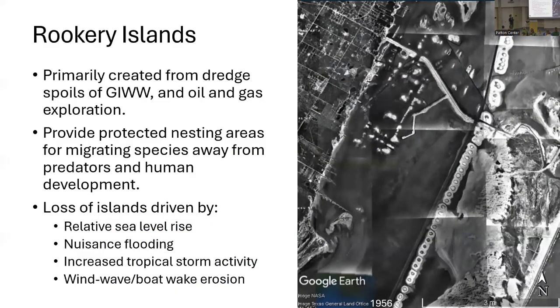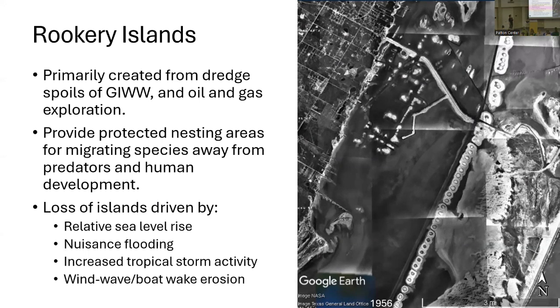I guess for this group, I probably don't need to go too in-depth into Rookery Islands, but just to quickly touch on them, throughout the Texas bays, they were mainly created by dredge spoils from the Gulf Intracoastal Waterway, and then also oil and gas exploration. So the figure on screen shows the Upper Laguna Madre Bay in the 1950s with some of the relatively newly created islands.